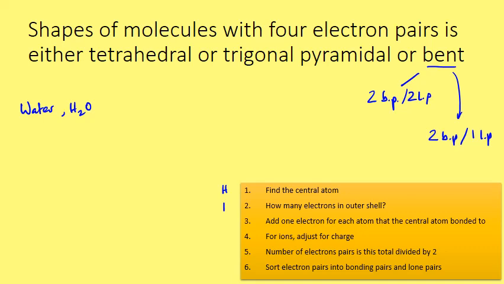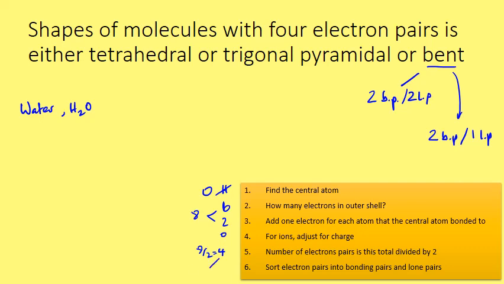Let me pause. Let me just backtrack on that. I realized I've made a mistake. So the central atom, of course, is oxygen, and oxygen's in group 6. So 6 electrons in the outer shell. We've got 2 hydrogens attached. So together they make 8. It's not an ion, so we don't adjust that. And 8 divided by 2 equals 4.